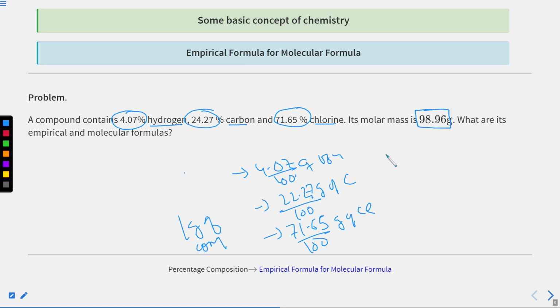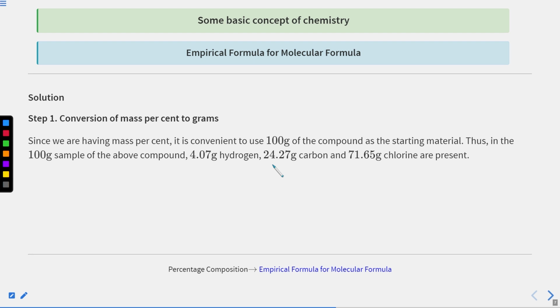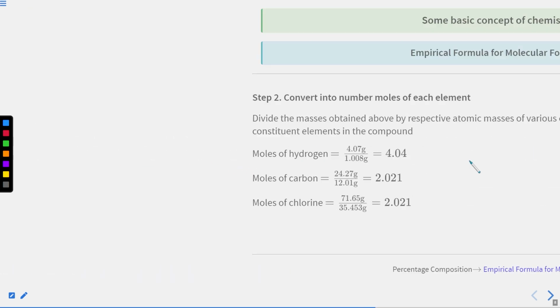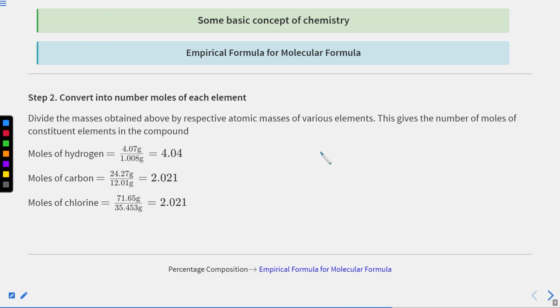Now this is the simplest whole number ratio already. If you take this mass and divide it by the molar mass, that would give you the number of moles, or instead you can say it will give you the empirical formula. Let us see how. Since we have mass percentage, it is convenient to use 100 grams as the starting material. In the 100 gram sample above, we have this much of each element, including chlorine. Here they have calculated it for 100 grams; we can do it for 1 gram also. Clear? Now dividing each of these by their molar mass would give us the number of moles. Quite clear?